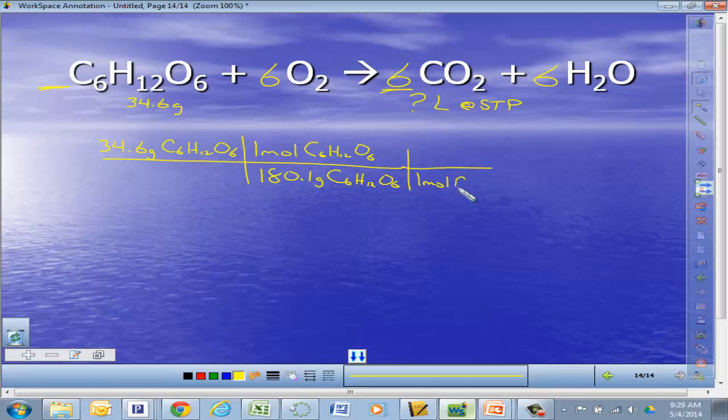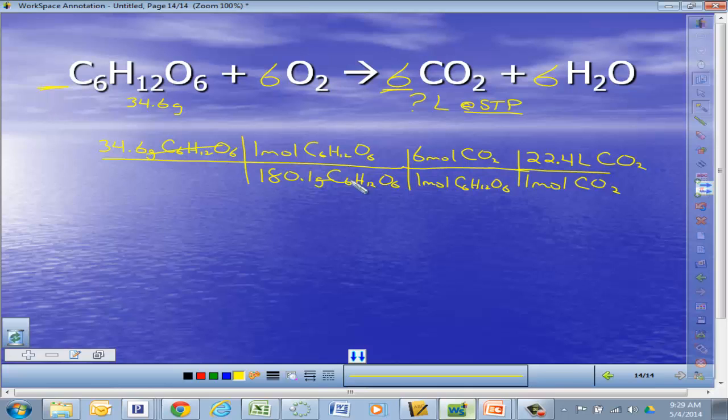So 1 mole of C6H12O6 is going to be 6 moles of carbon dioxide. And then finally, it said that I had to go to a volume of carbon dioxide. And if you remember from the last chapter that we talked about, part of chapter 14, we said 1 mole of any gas at STP, don't worry about looking anything up, is going to be 22.4 liters.